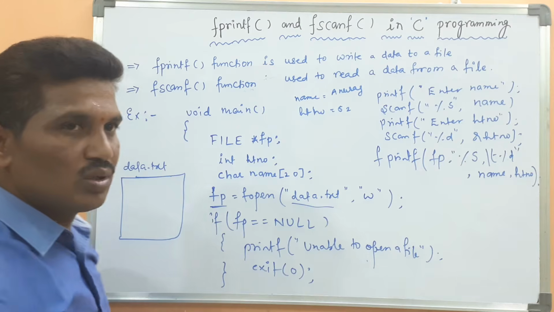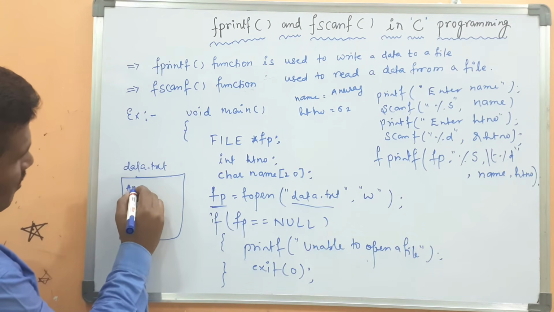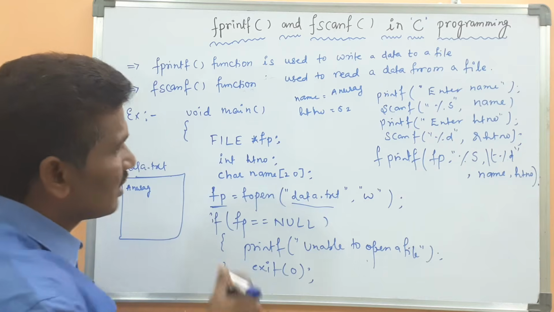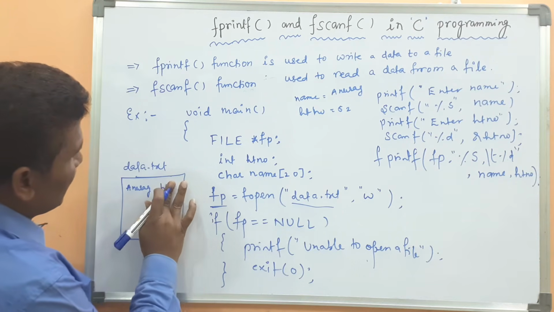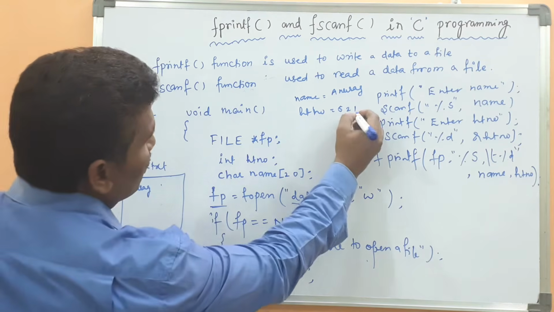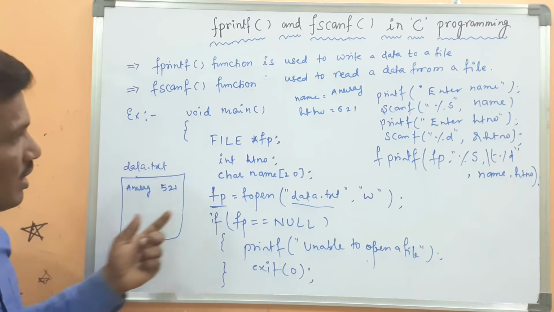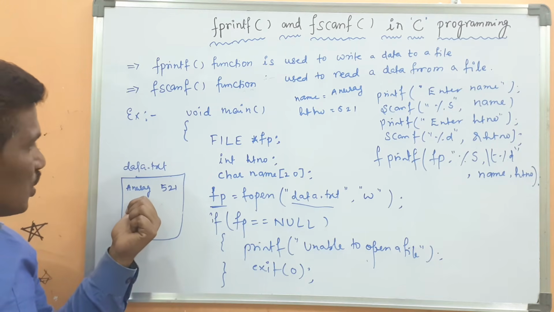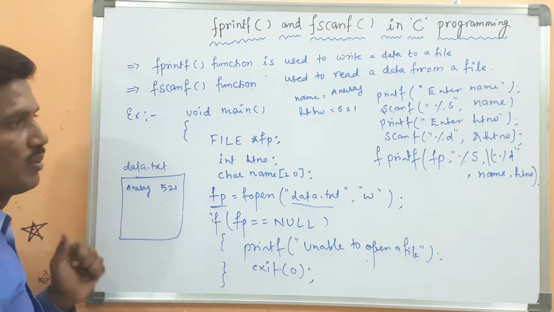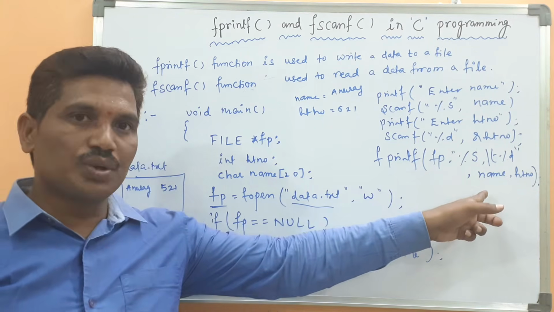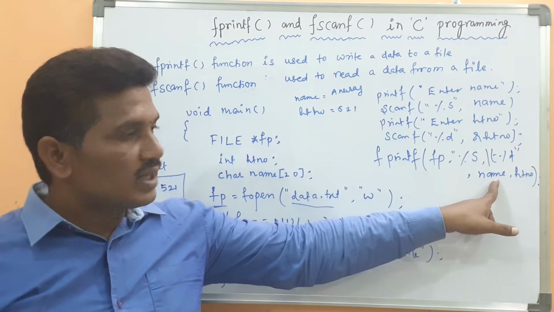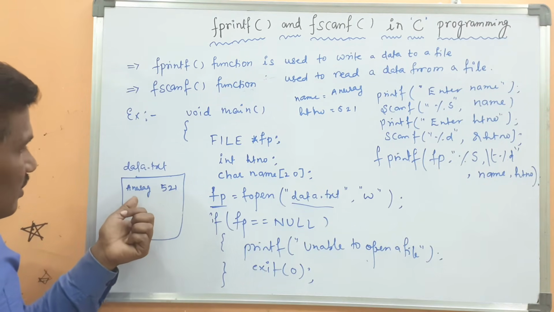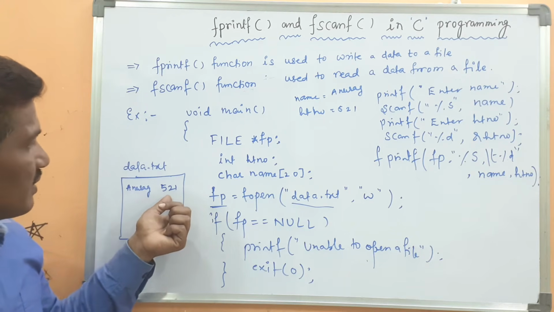How can it be saved to a file? First, Anurag will be saved over here. Space, tab space. After that, article number. What is the article number? We have taken 521. Once we write this statement, here is how the data is stored in the file. When you open the file, this data will be stored. The fprintf function is used to write data to a file, name and article number. Once you write the statement, the data has to be stored onto a file. The first variable is a string, the second variable is an integer.